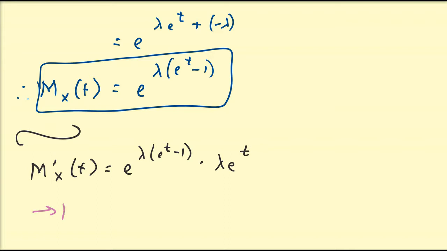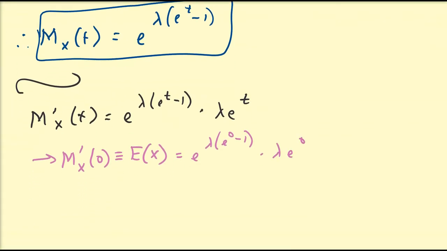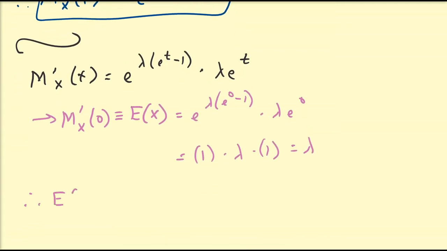Therefore, the first derivative of the moment generating function evaluated at 0, which is equal to the first moment of the random variable, is e to the lambda times (e to the 0 minus 1), times lambda e to the 0. e to the 0 is just equal to 1. So we have 1 minus 1, which is 0, and e to the 0, which is 1. So we have 1 times lambda times 1, which is lambda. Therefore, the first moment, or the mean, of a Poisson random variable is just equal to the parameter lambda.